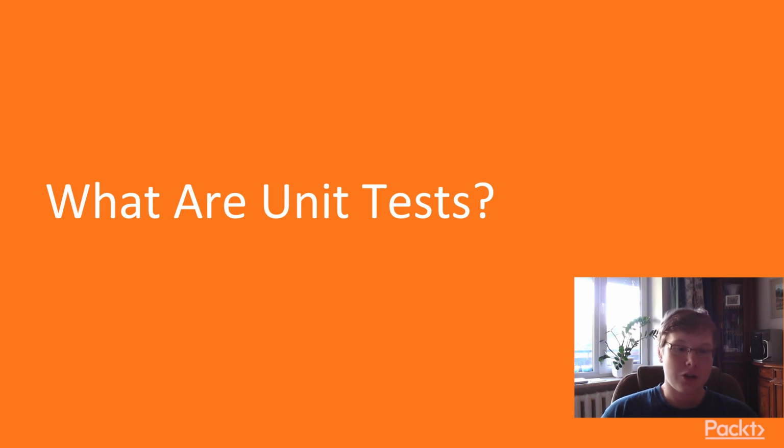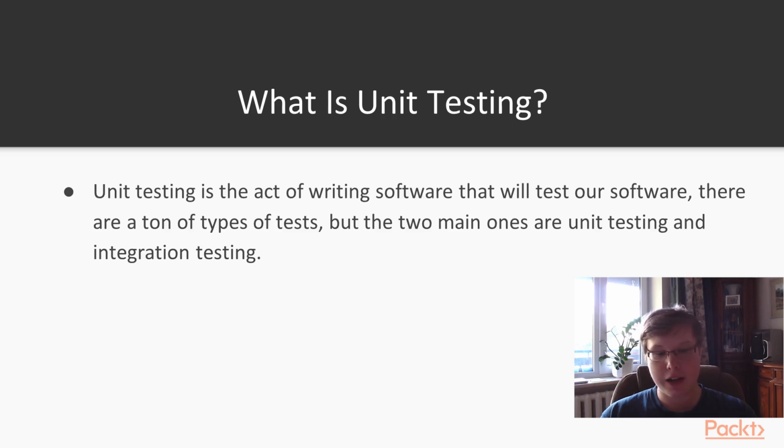Alright, so today we're going to get started with our sixth section, which is going to be what are unit tests. We're going to start with lesson 1. So unit testing is the act of writing software that will test our software. Sort of makes sense. There are a ton of types of tests, but the two main ones are unit testing and integration testing. So yes, there are other types of testing that we can definitely use. End-to-end testing is one of them. But again, there are a lot. But essentially, those are the two main ones.